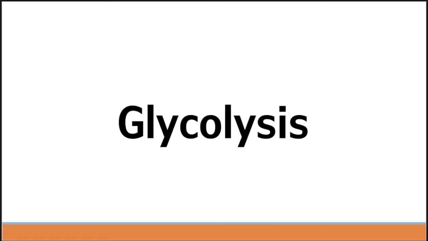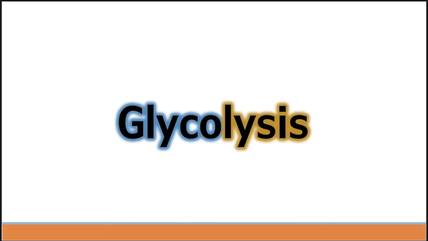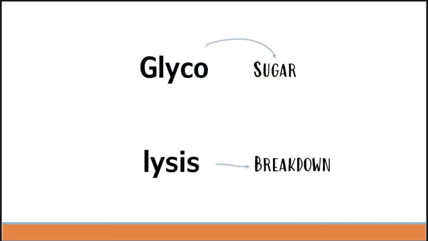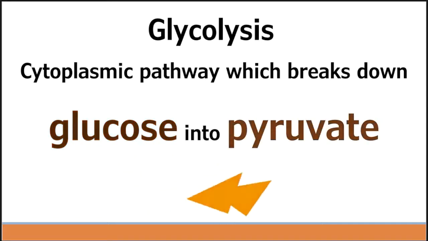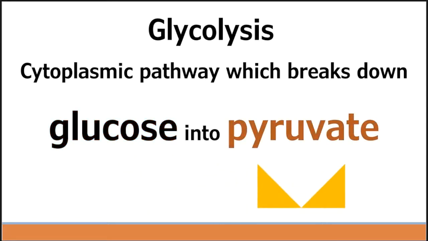Glycolysis is a term that has two parts, glyco and lysis. Glyco refers to sugar and lysis refers to breakdown. That is, it is a catabolic reaction, which the name tells us about: the breaking down of the sugar molecule for the purpose of respiration to get energy. And glycolysis is a cytoplasmic pathway which breaks down glucose into pyruvate. This is what we are going to study in this particular video.